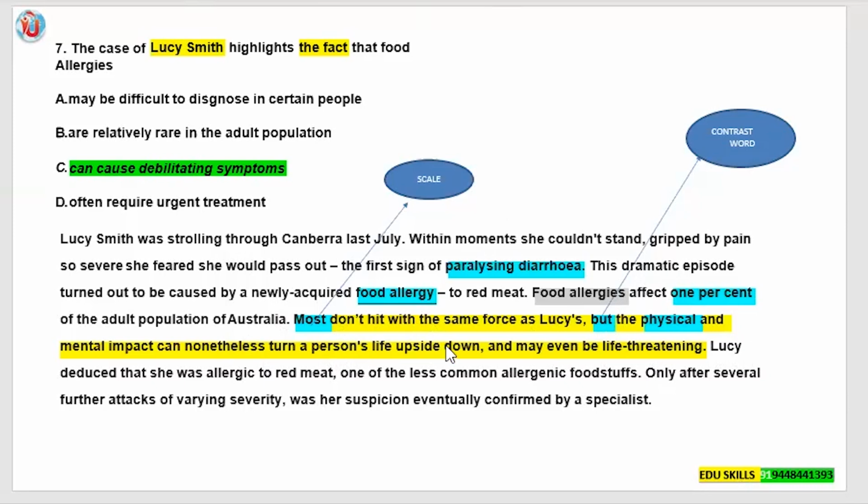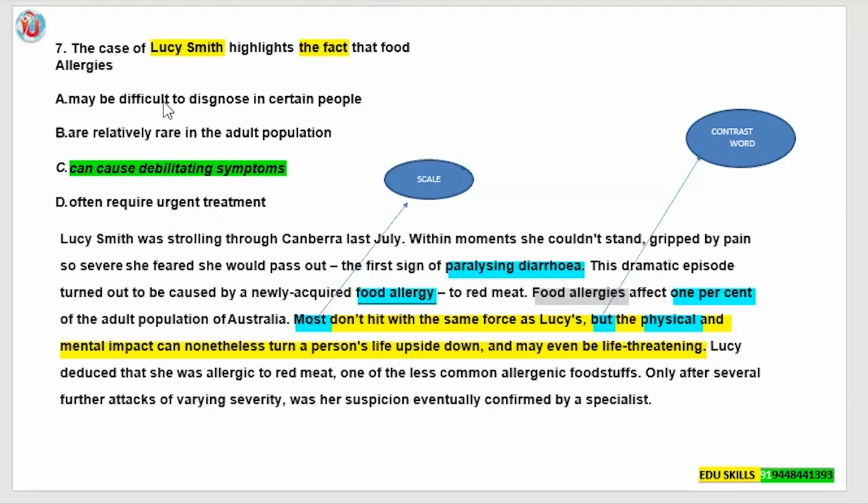Most don't hit with the same force as Lucy's, but the physical and mental impact can nonetheless turn a person's life upside down and may even be life-threatening. So that means that is paraphrased and told as it can cause debilitating symptoms. Okay, now നമുക്ക് ബാക്കിയുള്ള ആൻസർ ഓപ്ഷൻസ് എന്തിനാണ് എലിമിനേറ്റ് ചെയ്തതെന്ന് നോക്കാം.